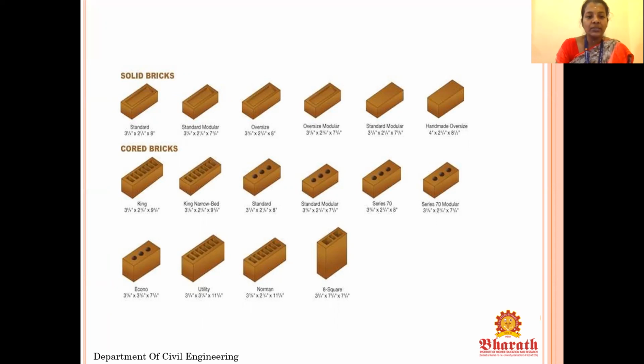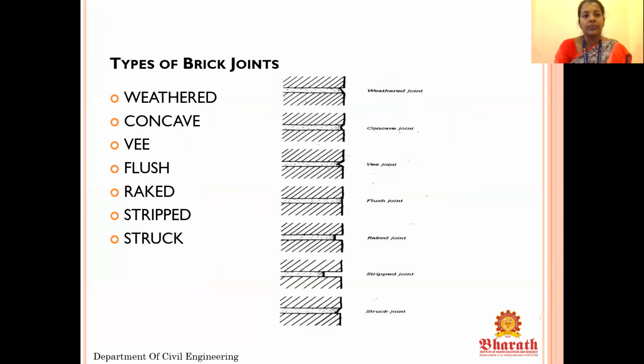Whereas in cored bricks, we will be seeing king, king narrow bed, standard, standard modular, series 70 modular, econo, utility, Norman, and 8 square. These are the cored bricks. Cored brick is nothing but a brick with certain depressions.